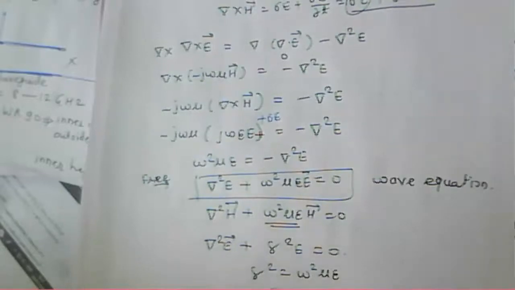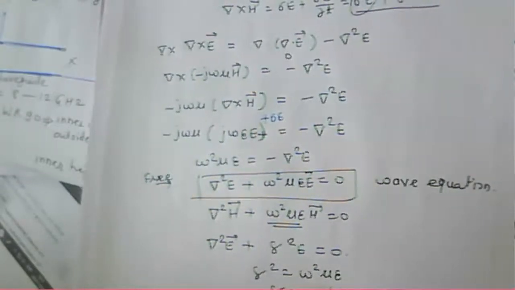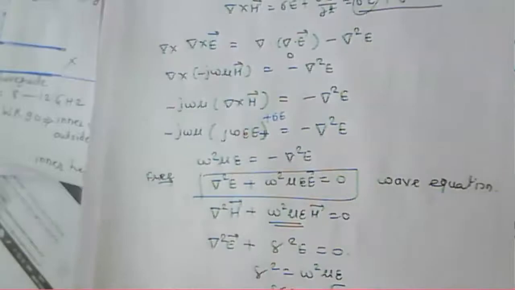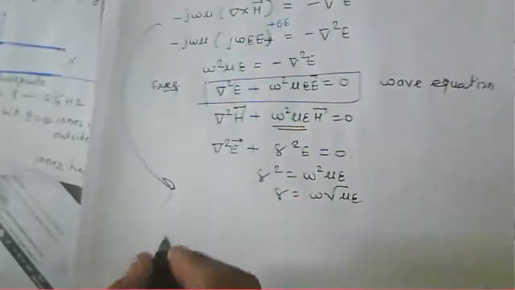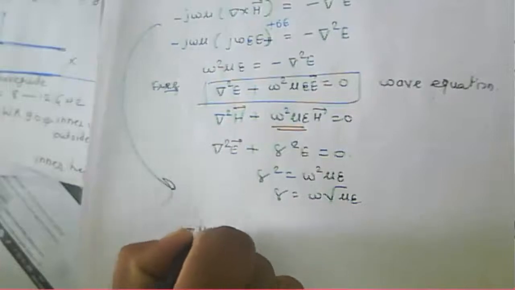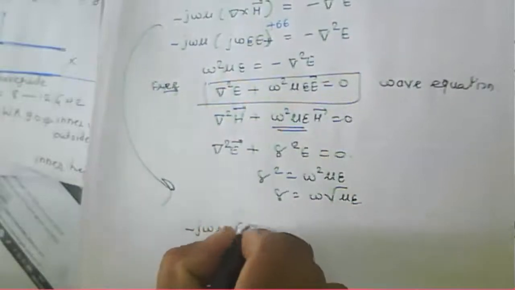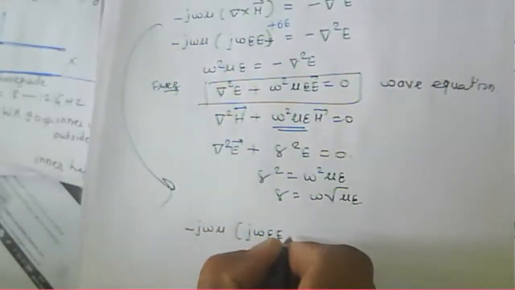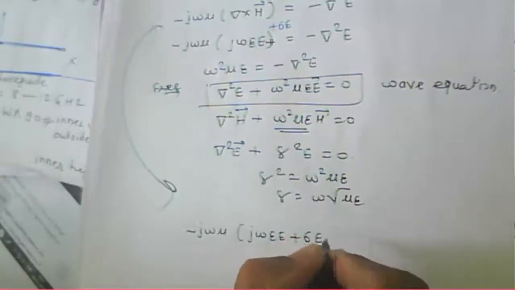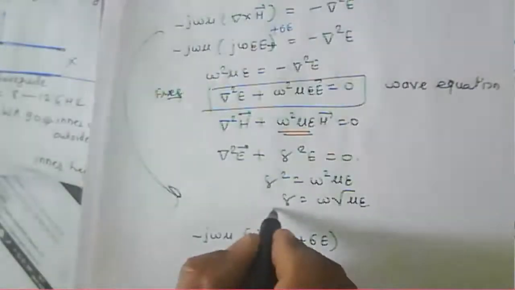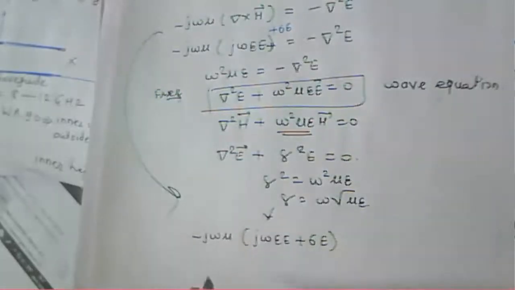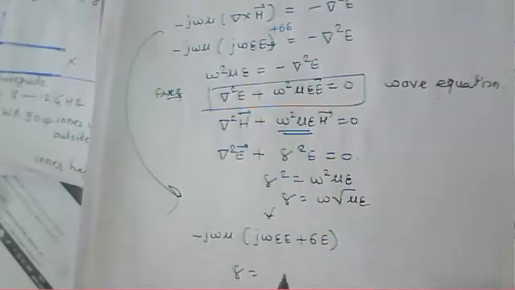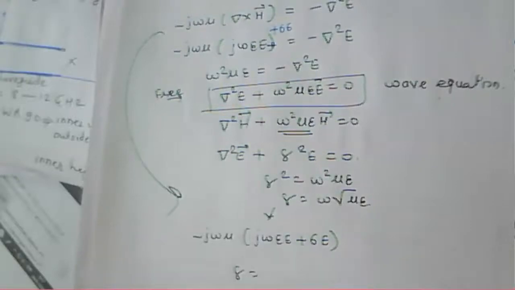Omega square mu epsilon. Propagation constant is equal to what? Omega mu epsilon. But if I consider minus j omega mu and here j omega epsilon E plus sigma E, then everything will change. In that case, gamma will be what? Gamma will be nothing but what? Because j omega epsilon is there, j omega mu is there. Okay, this term is there.